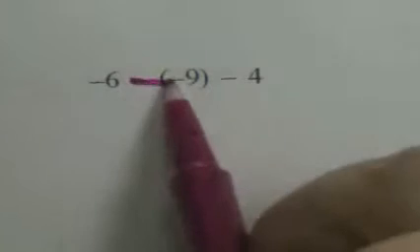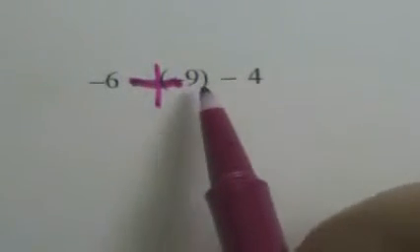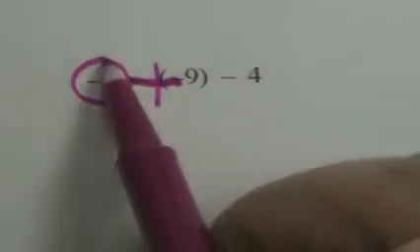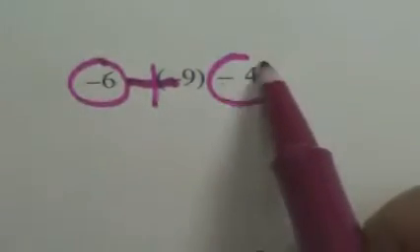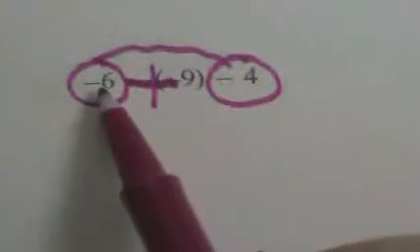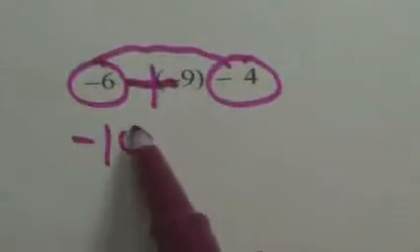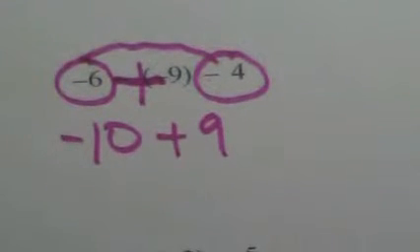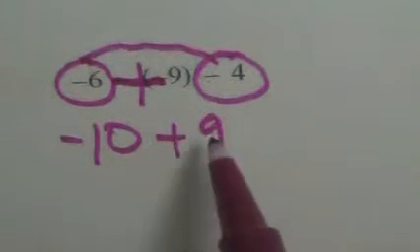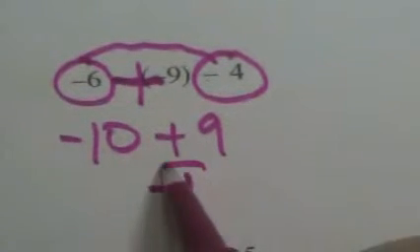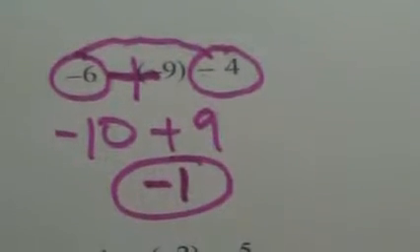Oh, double negative again. That's a big plus. So now that's a positive 9. Okay, but this is a -6, and this is a -4. So these two together, there's 6 boys and 4 boys. That makes 10 boys. And then you have a plus 9. Okay, so I have more boys than girls. 10 take away 9 is 1. Negative 1.